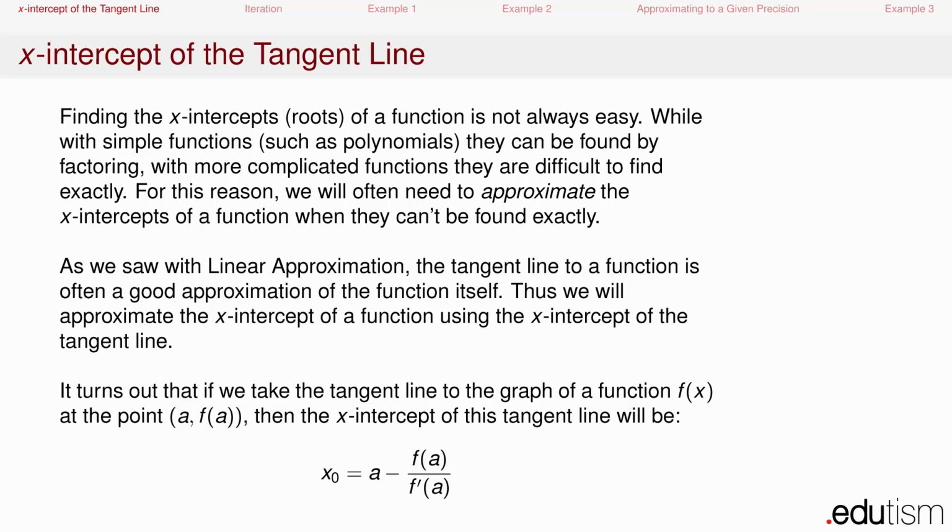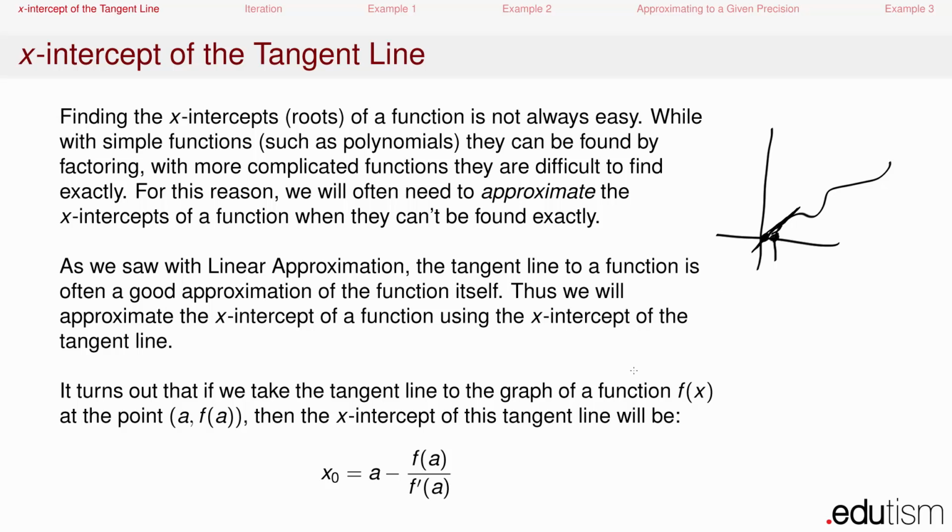As we saw with linear approximation, the tangent line to a function is oftentimes a good approximation to the function itself. Thus, we'll approximate the x-intercept of a function using the x-intercept of the tangent line. For example, if we have a function whose graph looks like this, suppose we want to find this x-intercept. Well, the idea is we can't find it exactly, so what we do is we find a point close to it, and we take a tangent line at that point. And we will get an intersection point here, which will be a fairly good approximation for that x-intercept.